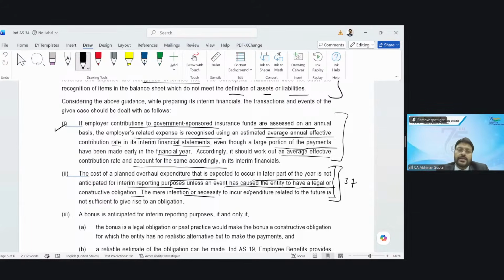Otherwise, the management is thinking a lot of things in their head, which they might be actioning in future. Are we supposed to pass the journal entries for all the thoughts they have in their mind? No, right? Third item, bonus.